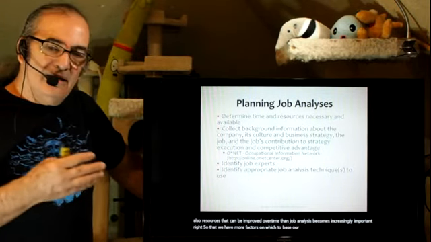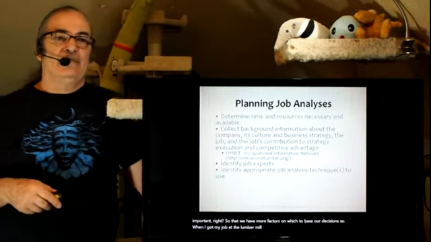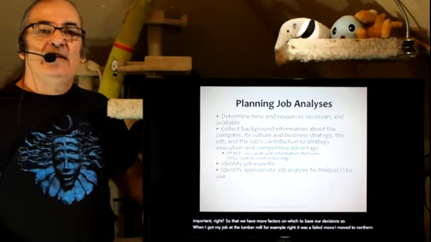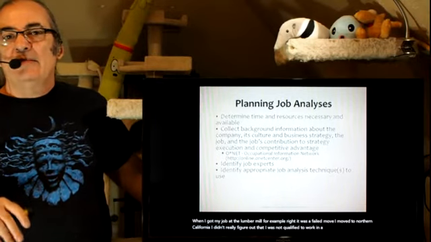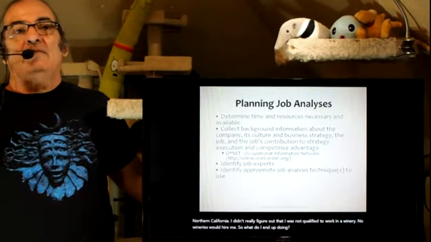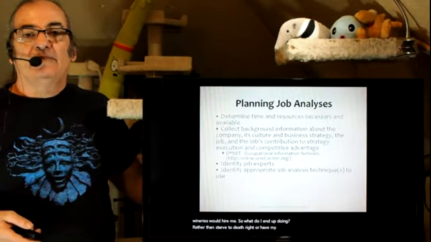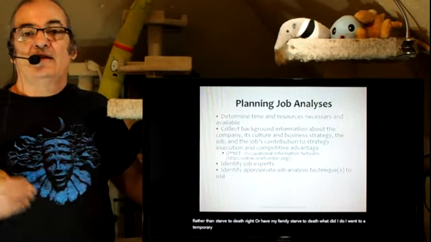So when I got my job at the lumber mill, for example, right? It was a failed move. I moved to Northern California. I didn't really figure out that I was not qualified to work in a winery. No wineries would hire me. So what do I end up doing? Well, rather than starve to death, or have my family starve to death, what did I do? I went to a temporary agency, Kelly Light Industrial.